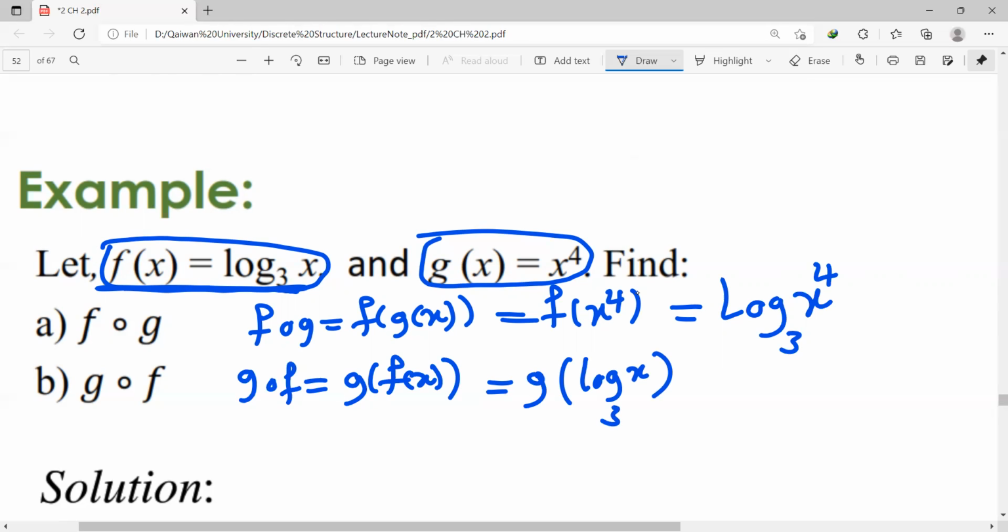What's G of logarithm X to the base 3? We replace each X in function G by this function. How many X do you have in function G? You have only 1 X, which is to the power 4. That means we just replace X by this to the power 4. We get logarithm X to the base 3 to the power 4. That's all. As you see here, G circle F doesn't equal F circle G. So these 2 are not equal.